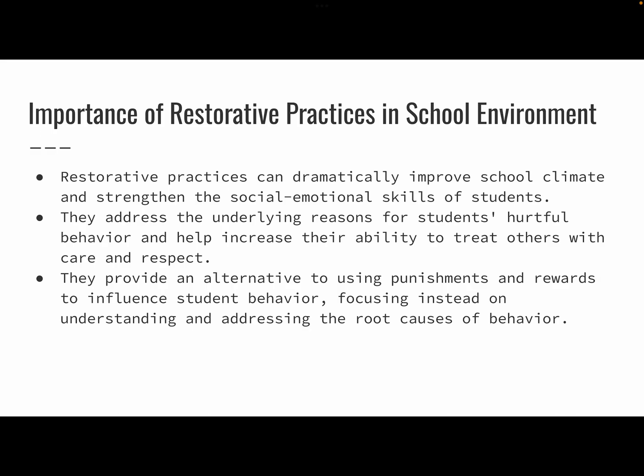Importance of restorative practices. Restorative practices can dramatically improve school climate and strengthen the social and emotional skills of our students. Instead of using punishments and rewards to influence the way students behave, restorative approaches address the underlying reason for students' hurtful behavior and increase their ability to want to treat others with care and respect.